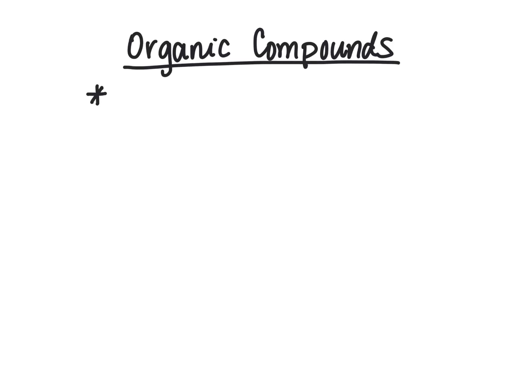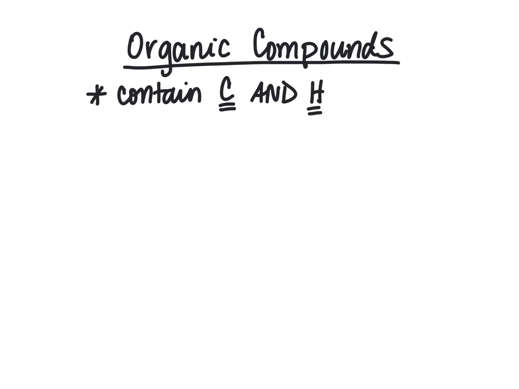Now, you've probably heard the term organic before, and organic is one of those words that can have a lot of different definitions depending on the context. But when we're talking about chemistry and we're talking about organic compounds, we're talking about any molecule that contains carbon and hydrogen. So by definition, organic compounds contain carbon and hydrogen.